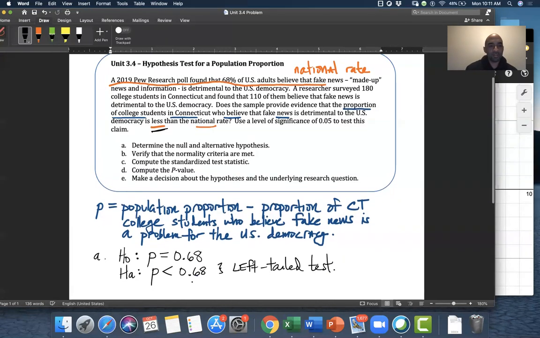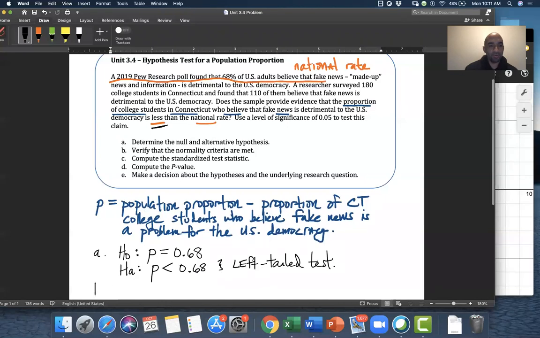So the second question is about the normality criteria. We need two things. We need that the sample size times the assumed population proportion, and the sample size times 1 minus the assumed population proportion, both must be at least 10. And this basically ensures that the sampling distribution of sample proportions, which we're using, will be approximately normal, so we can use the normal distribution to compute a p-value and come up with a decision. Okay, let's write down some information.